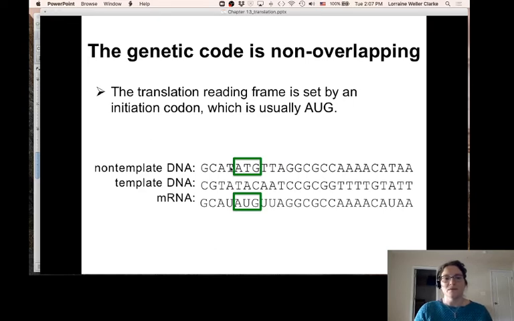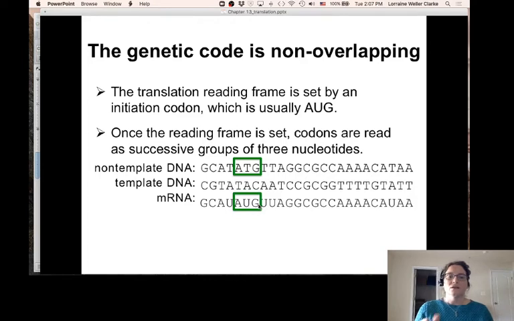Okay, so the non-template DNA, the one that's not red, we'll say ATG, and then the AUG will be the mRNA because it looks like the non-template. Again, the template DNA is going to be the opposite there. TAC, AUG. Again, you need that reading frame to be correct.